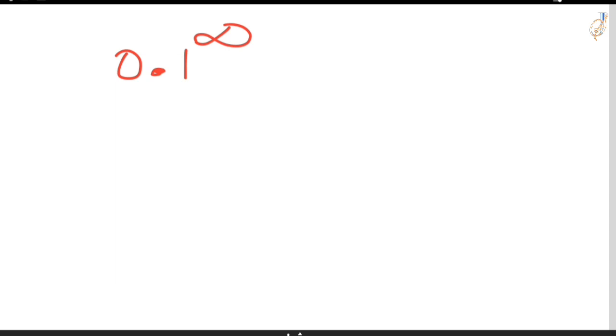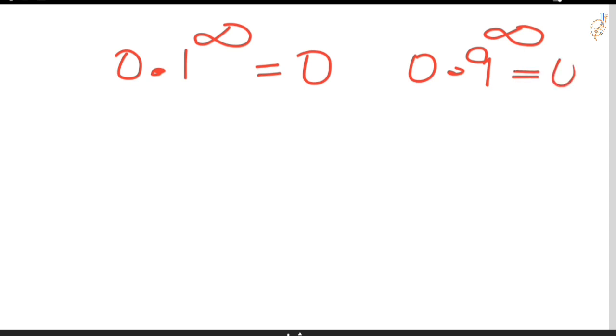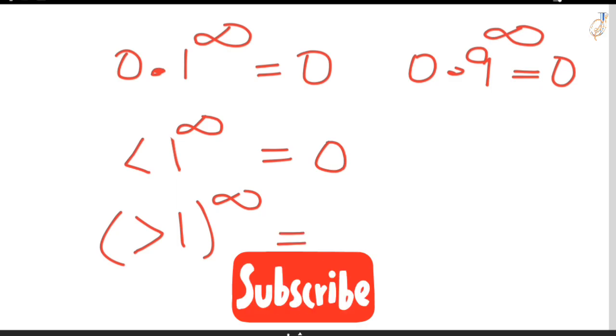0.1 raised to the power of infinity, the value is 0. 0.9 raised to the power of infinity, the value is 0. Hence, we can say that if the number is less than 1, the result would be 0. What about if the number is greater than 1? Let's see. Greater than 1, that means let's take an example, 2.